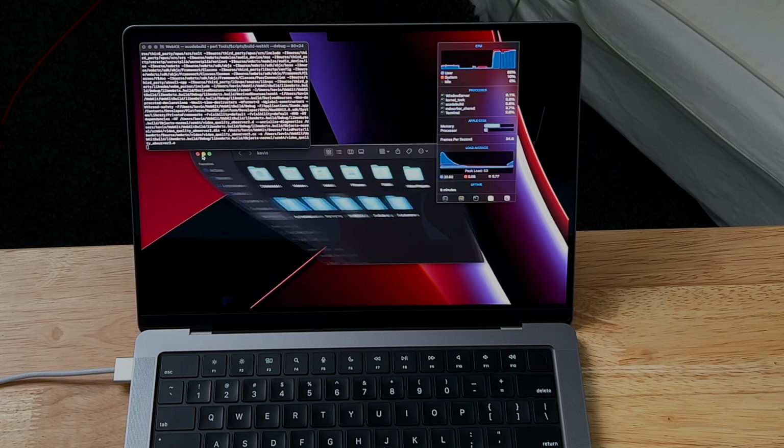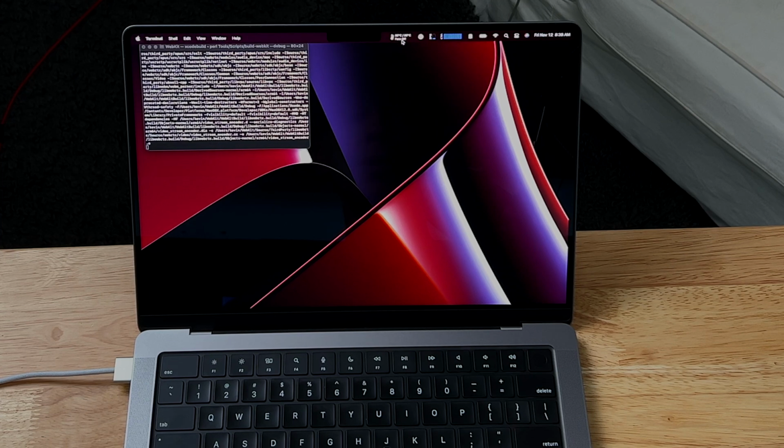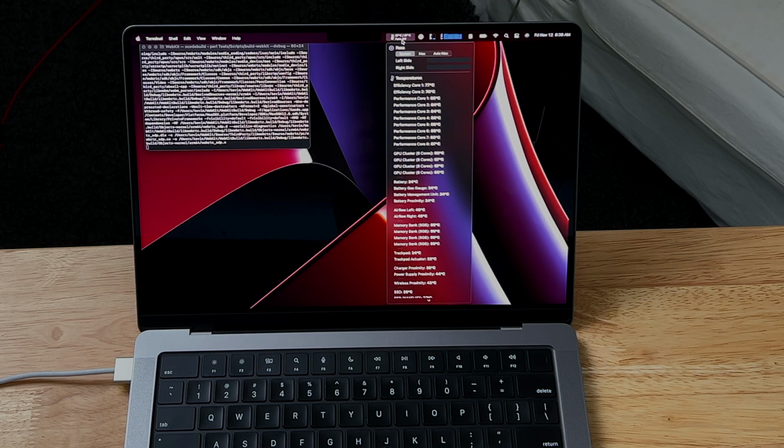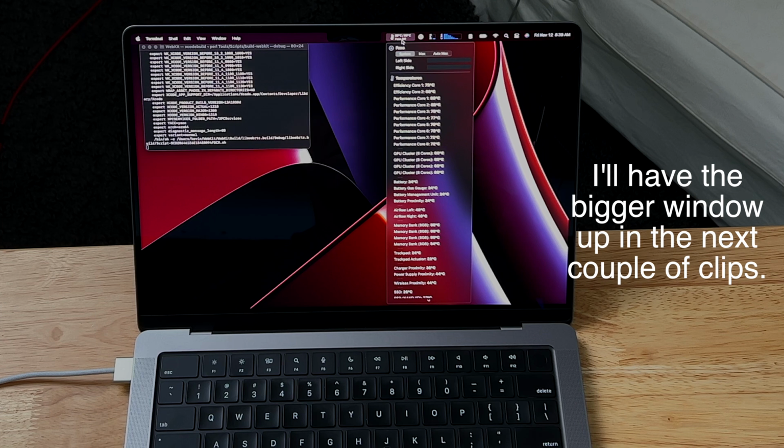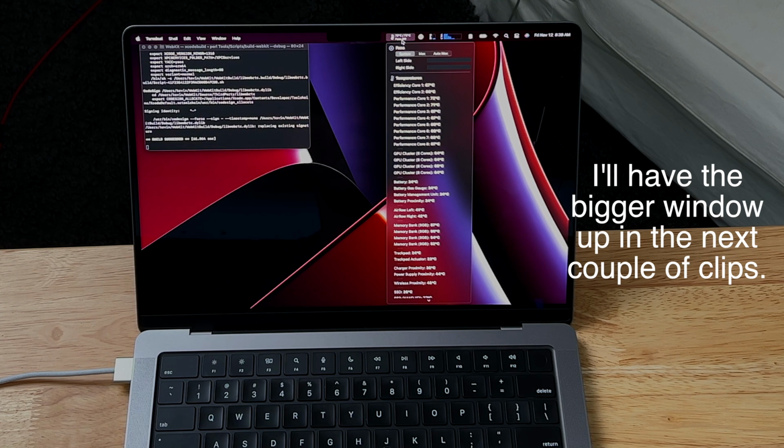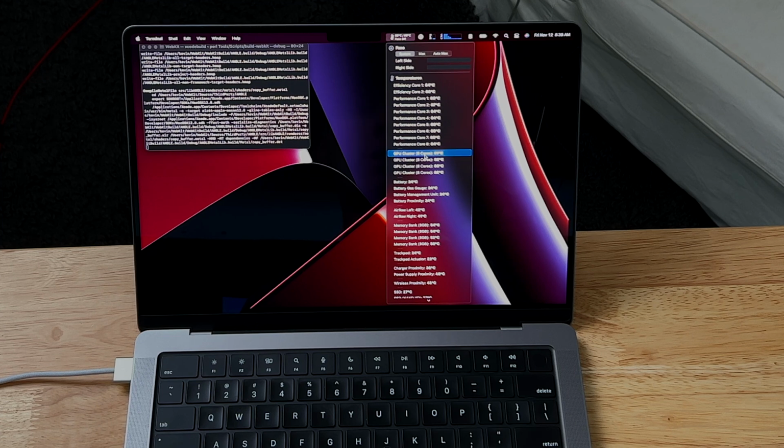Here, let's get this folder out of the way. 88, 87, or was that 80? Oh no, just kind of dropping all over the place. So we're looking at our efficiency cores. You can see our performance cores as well. I'm using TG Pro, if you wanna know. I feel like this is gonna take a while.